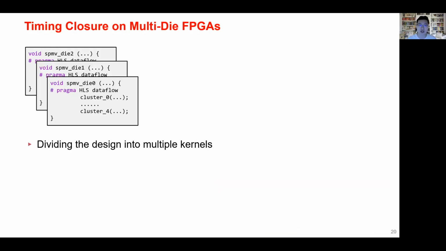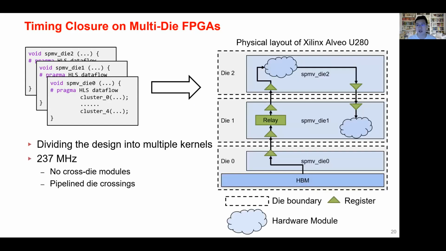Our solution is to divide the design into multiple kernels and place each kernel within one chip die. In this way, because we divide up the design beforehand, we know which signals will cross the chip die, and the division also helps us confine the logic within the same die. Therefore, we can easily identify the cross-die signals and add relay modules and registers to pipeline them. After this optimization, our design runs at 237 megahertz.